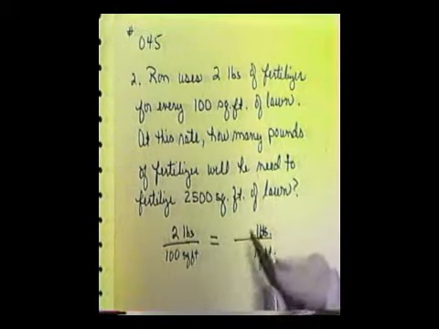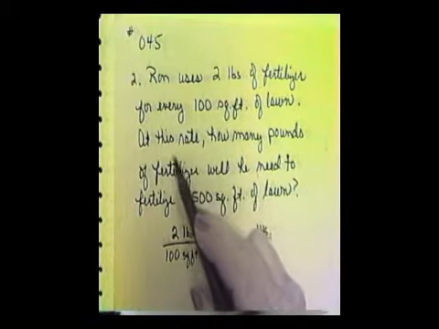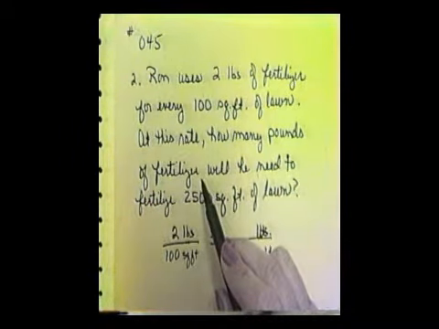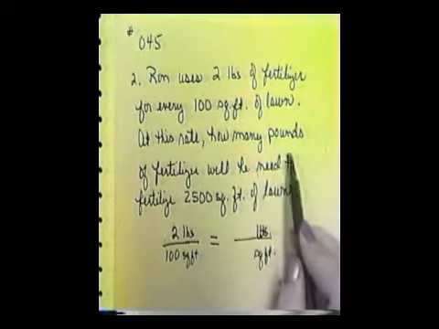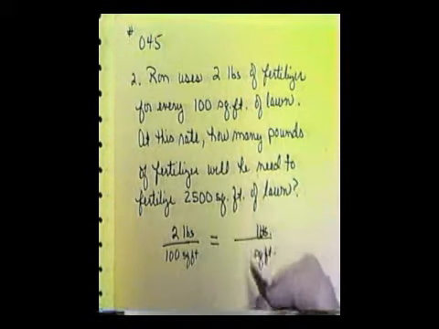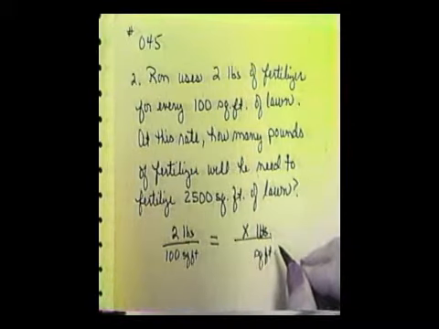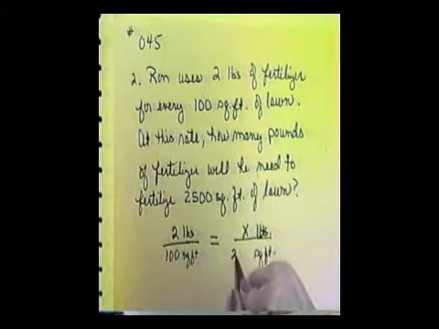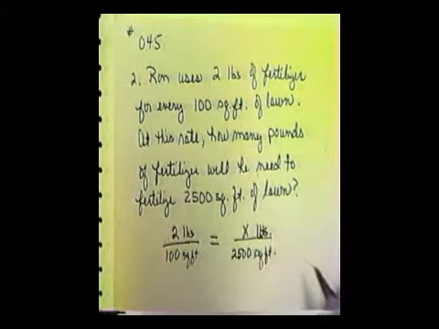Now, which of these is the unknown? What am I looking for? Okay, according to this, at this rate, how many pounds of fertilizer will we need? So how many pounds of fertilizer is our unknown? So we use X with the pounds. And then there's 2,500 square feet of lawn, so that's going to have to go here in the denominator of the second ratio.